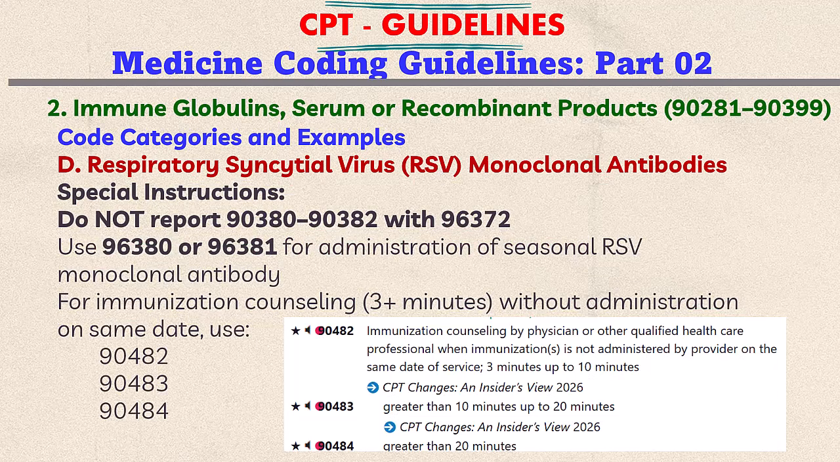The special instruction for these respiratory syncytial virus monoclonal antibodies: do not report 90382 with 96372. Use 96380 or 96381 for administration of seasonal RSV monoclonal antibody. For immunization counseling that is more than 3 minutes without administration on the same date, you can use 90482, 90483 and 90484. We can discuss this in detail in the next chapter. You can see these are the new codes added in the latest 2026 code book. These counseling codes are added in the 2026 new code book. You can see the code description here, so take your CPT code book and read all code descriptions.